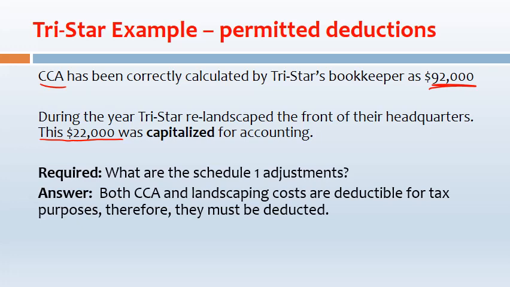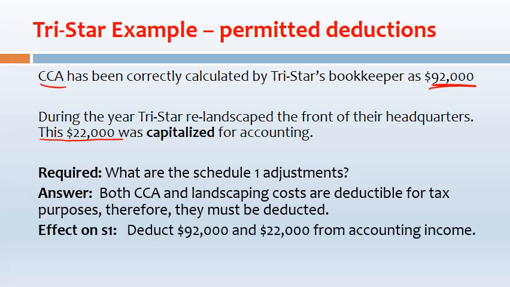Again, CCA is a permissive deduction, so it never actually has to be deducted. But in all likelihood, a corporation would take that deduction to reduce their net income. So the effect on the S1 is you're going to deduct the 92 grand for CCA. You're going to deduct the 22 grand for the landscaping.